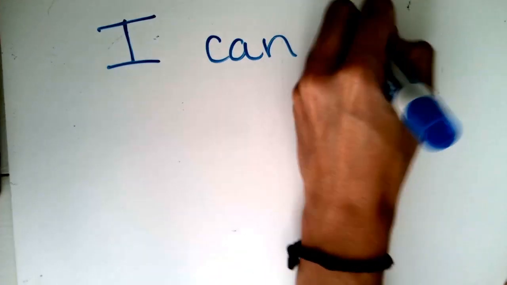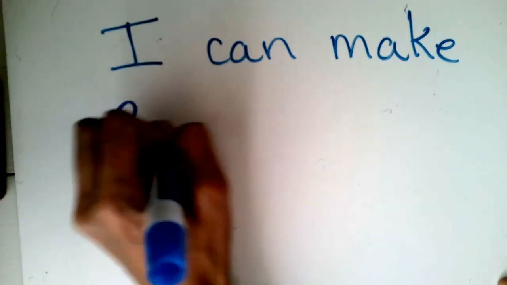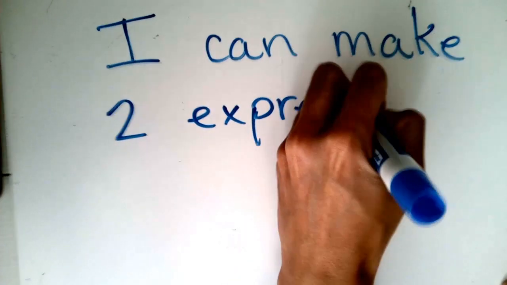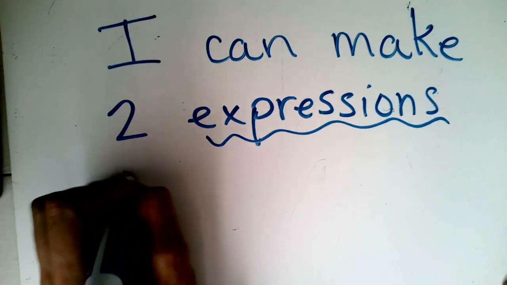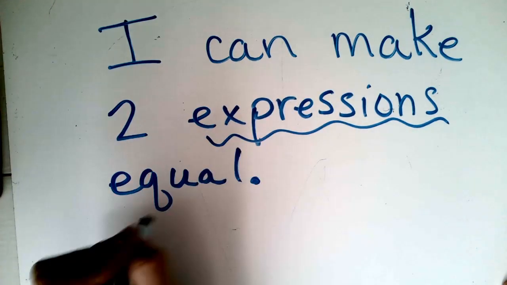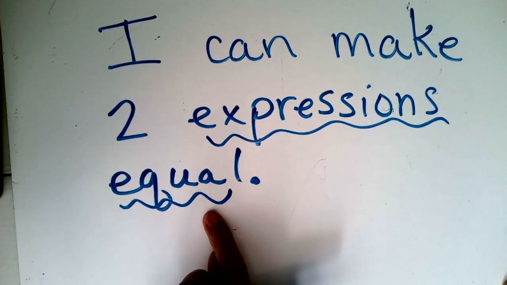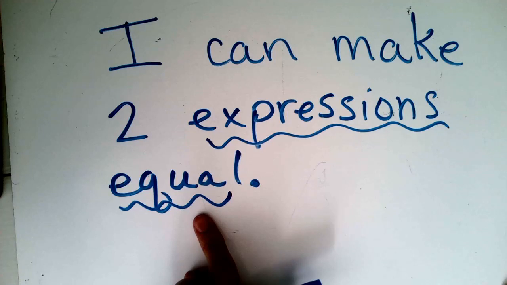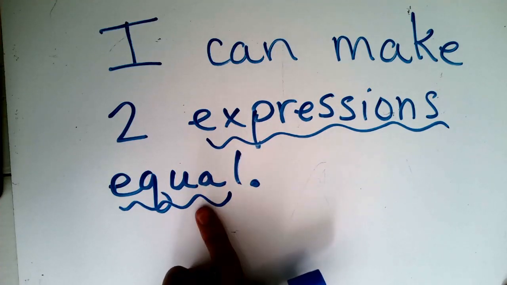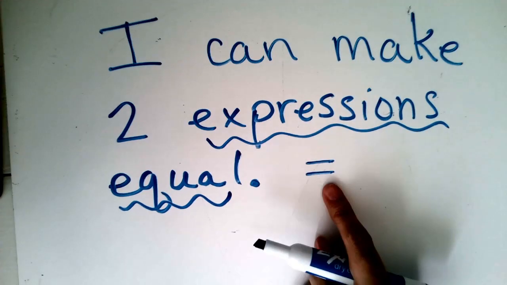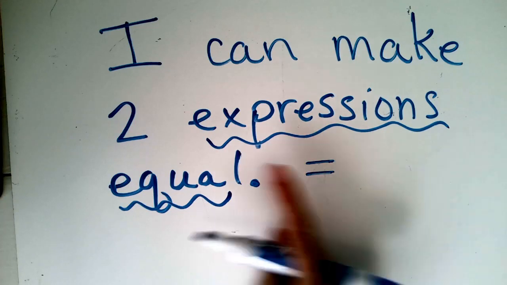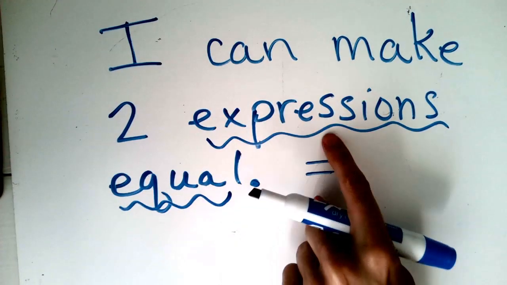And boys and girls, today our I can statement says, I can make 2 expressions. Ooh, big word. An expression is kind of like a number sentence, and I'll show you how. Equal, and you have to know what this word means, boys and girls. Can you say this word equal? Good, equal. Equal means the same, okay? The same as. When we want to say equal in math, this is the symbol we use. The equal sign. Okay, so our I can statement says, I can make 2 expressions equal.